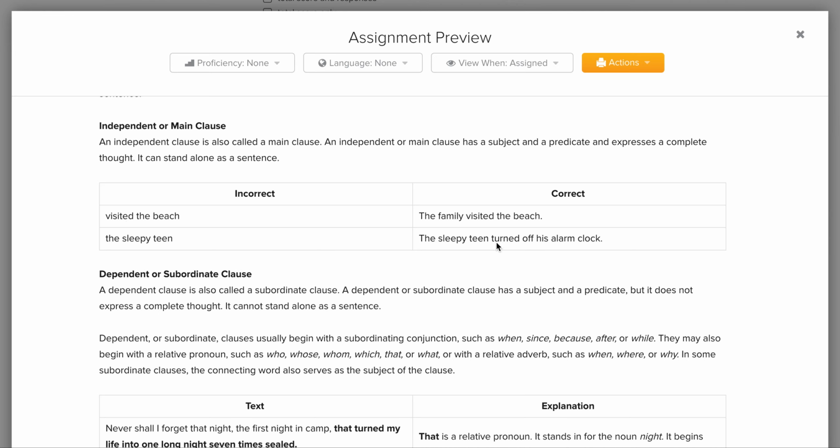The sleepy teen turned off his alarm clock. Here we've got the subject, the sleepy teen, and we have what's happening in it, the predicate, turned off his alarm clock. This qualifies as a clause, and it feels like a complete thought. Put a period at the end, and it makes sense. That is an independent clause or a main clause. If I was to drop the predicate off of the sentence, the what's happening, we'd just be left with the subject alone, the sleepy teen, and that does not qualify as a clause. Remember, clauses have to have both a subject and a predicate.